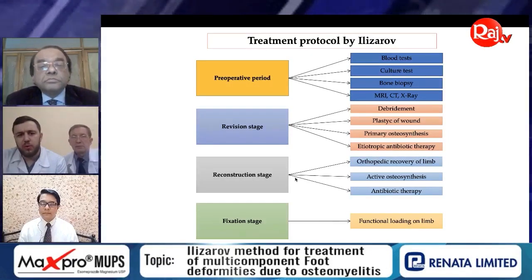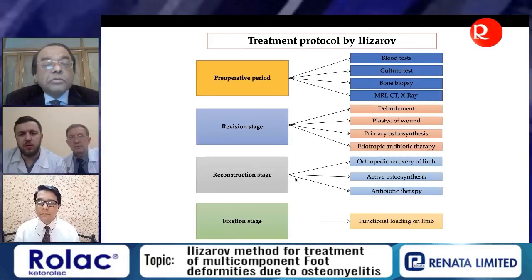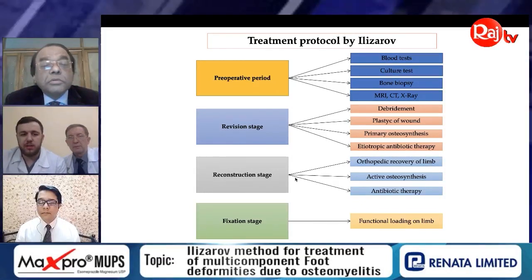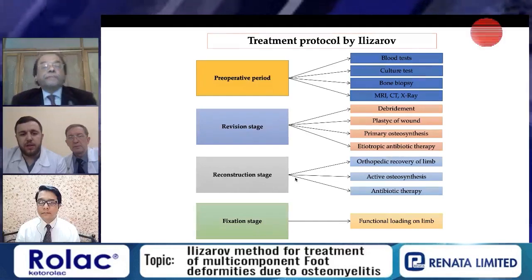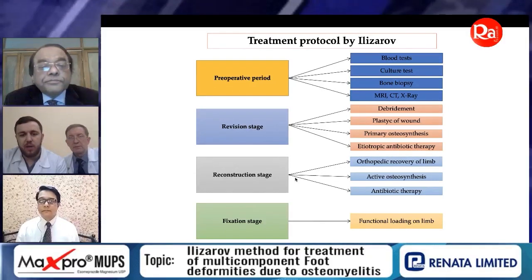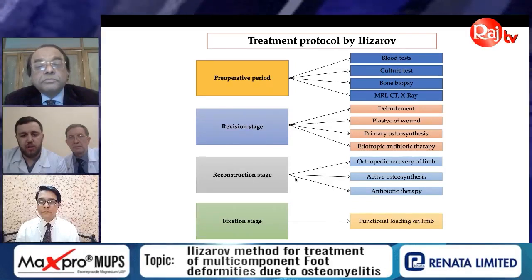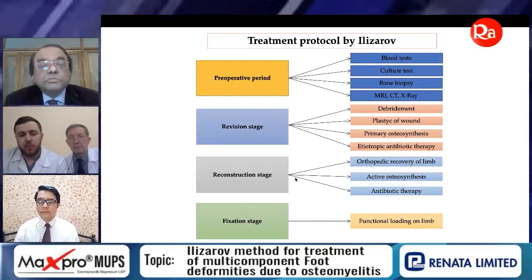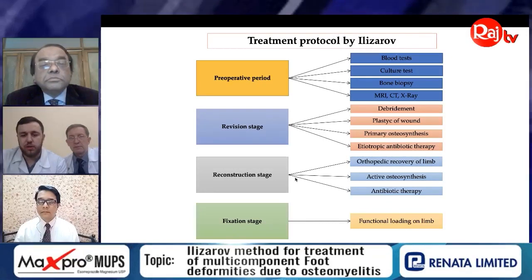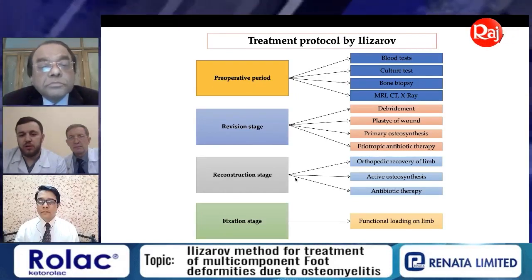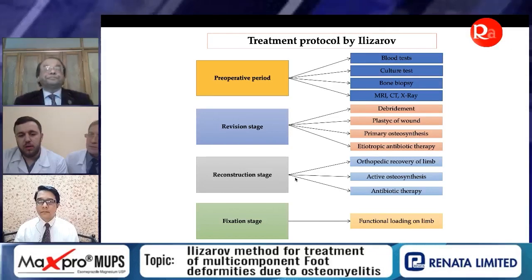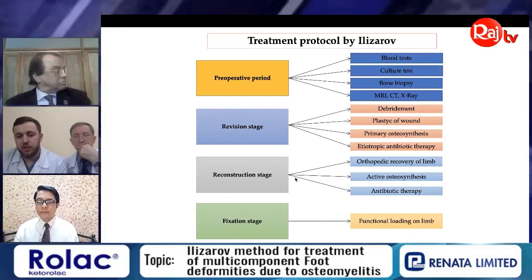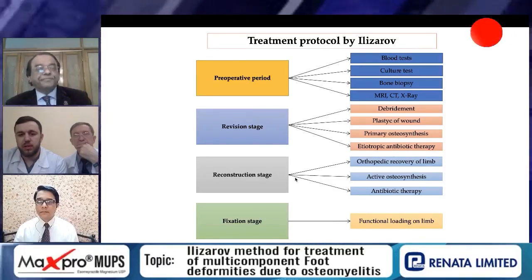Typical our treatment protocol includes preoperative period, where we do blood tests, culture test, bone biopsy, MRI, CT scan, or X-ray pictures. And then the second stage, revision, where we do debridement. Next stage, reconstruction, where we do orthopedic recovery of limb. And one important thing: revision stage and reconstruction stage can be applied in one surgery. And the last stage is fixation, when the patient can do functional loading on his limb.